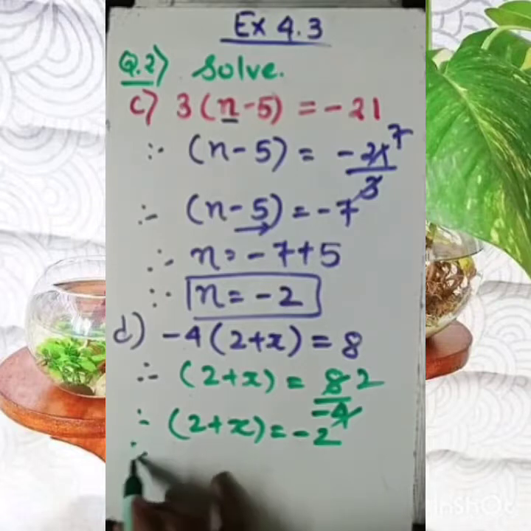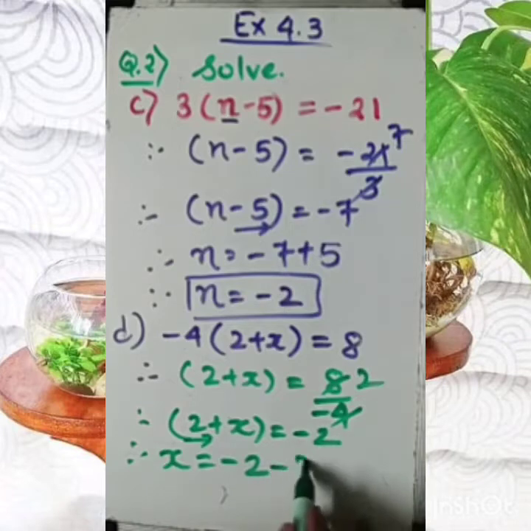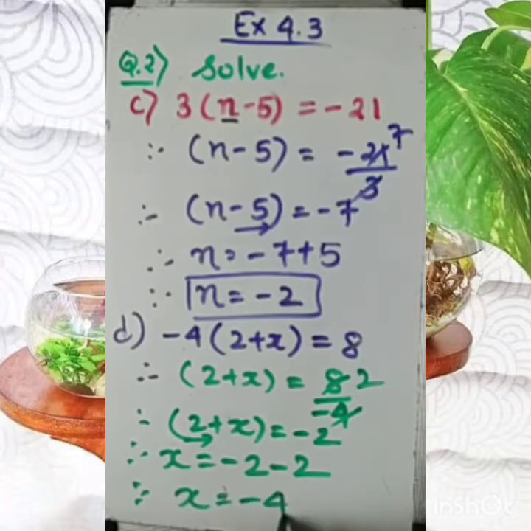So x = -2 is already there. What to do with this 2? This 2 goes to the other side and becomes -2. Therefore x = -4. -2 minus 2 is -4. Same sign, addition. Got it?